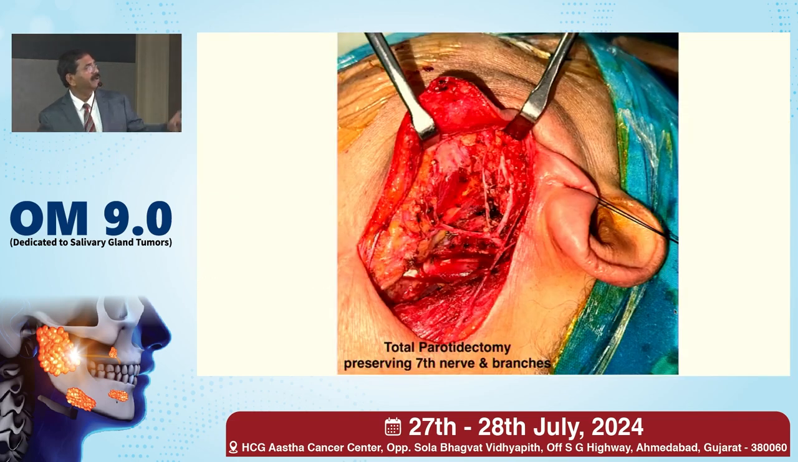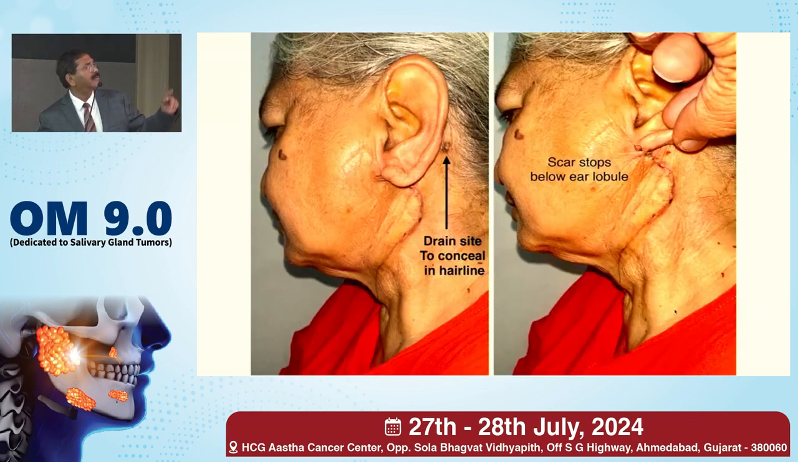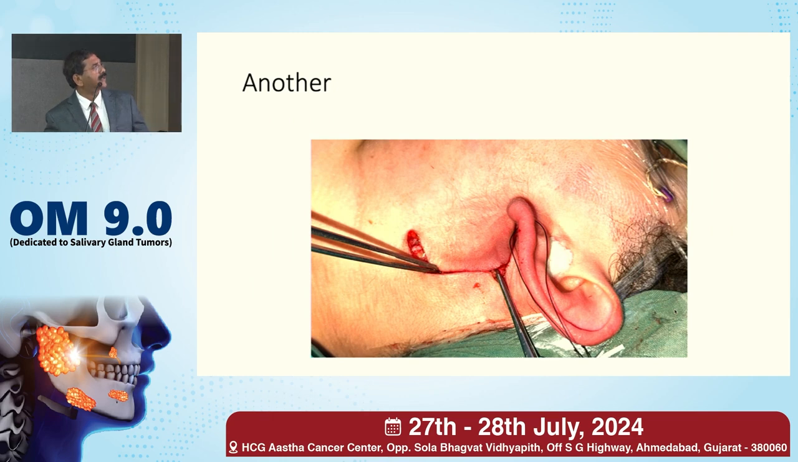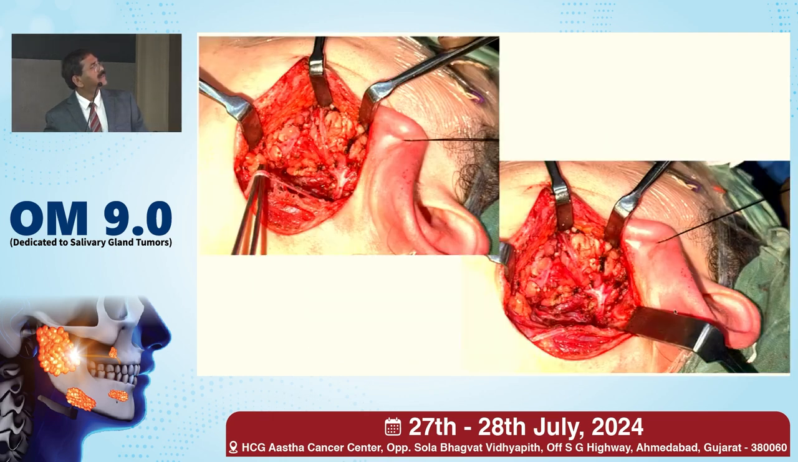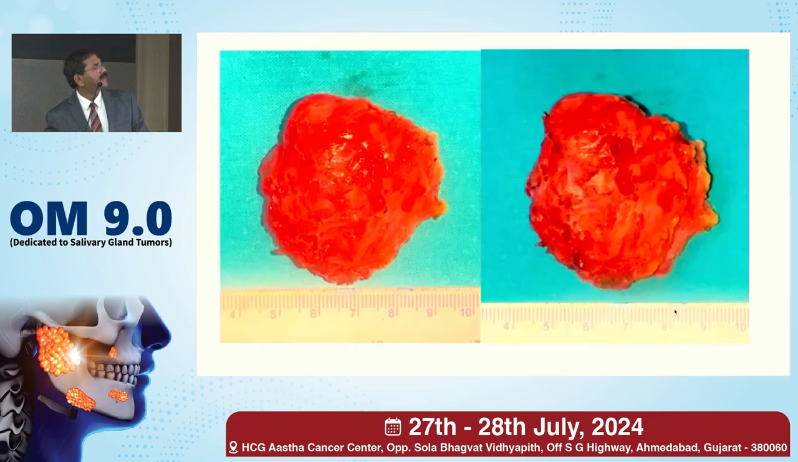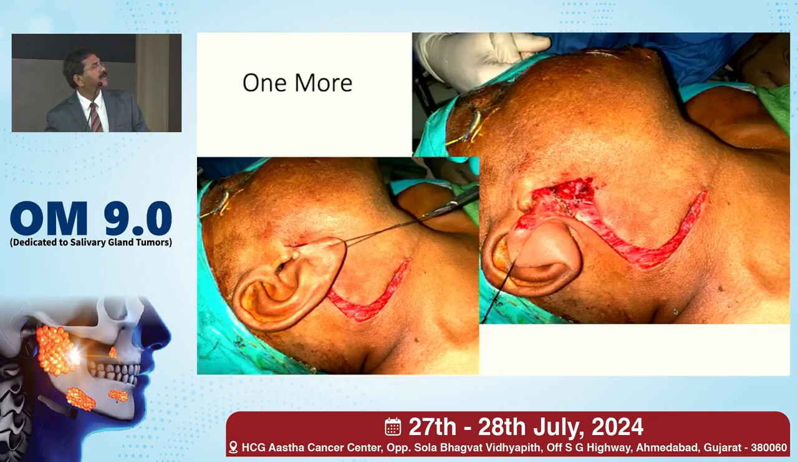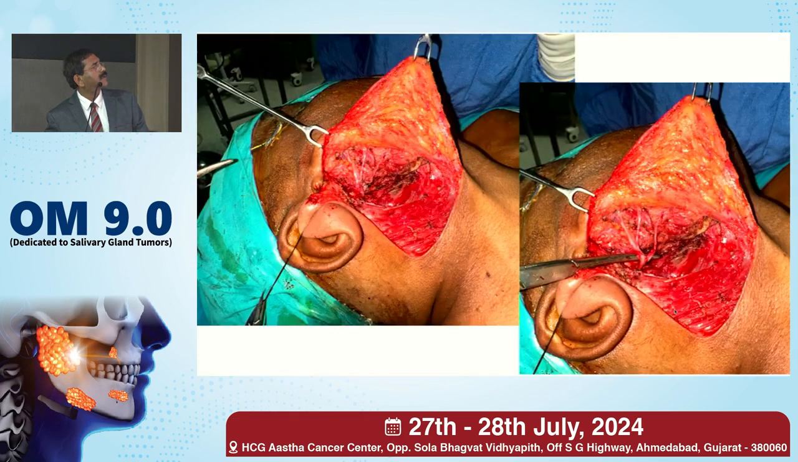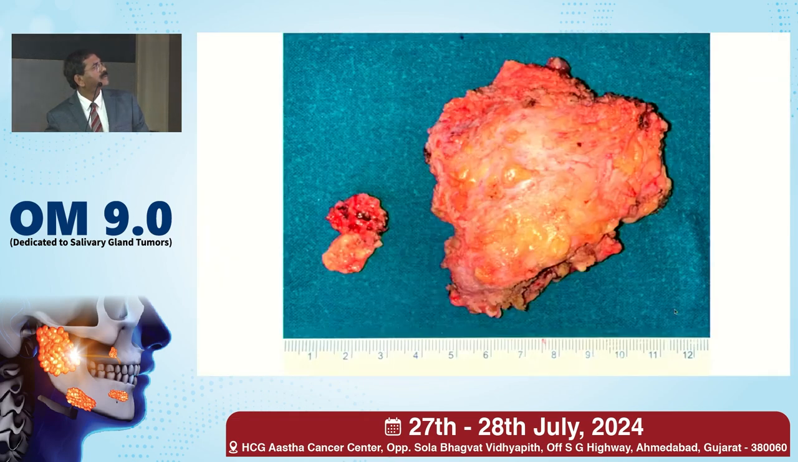We have done a total parotidectomy with this incision. And you can see how it heals, and there is no incision in the front of the ear. We usually put the flat drains posteriorly in the hairline. This is another case where you can again see that there can be a good exposure, and this is the specimen. Another case, again good exposure, specimen.